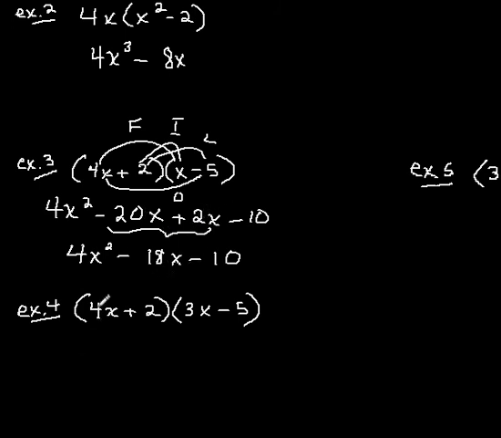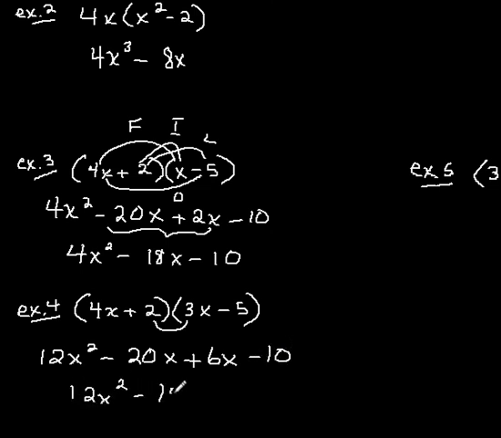Let's try another one. We do our first, so we get 12x squared. So the first in each term. Our outer would be minus 20x. Our inner is plus 6x, see the inner. And our last term is 2 times -5 is -10. And we get 12x squared minus 14x minus 10. So hopefully these look easy to you and they're nothing complicated. Let's move on to the last problem.